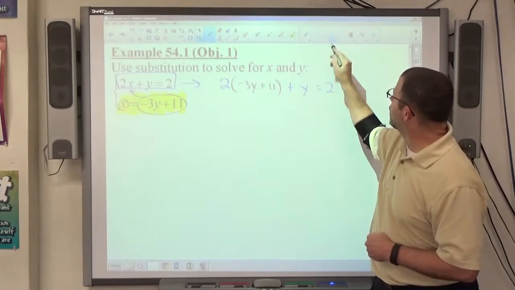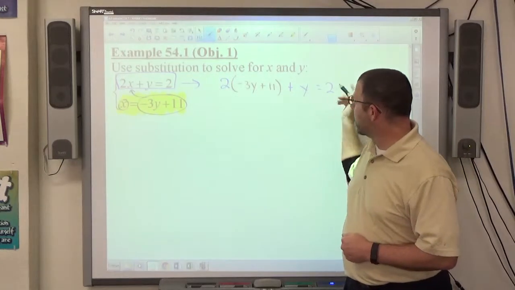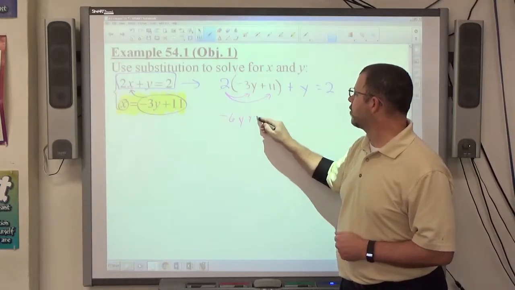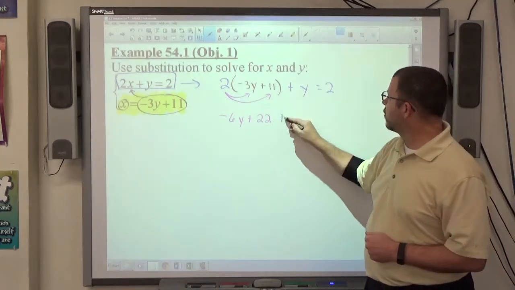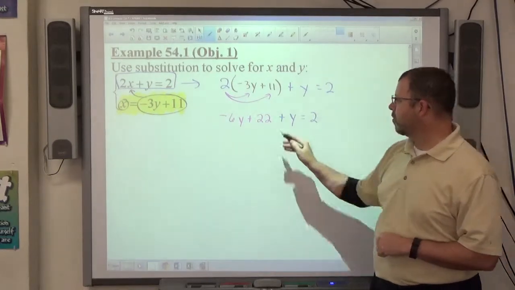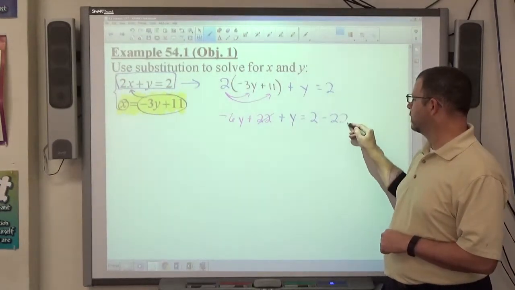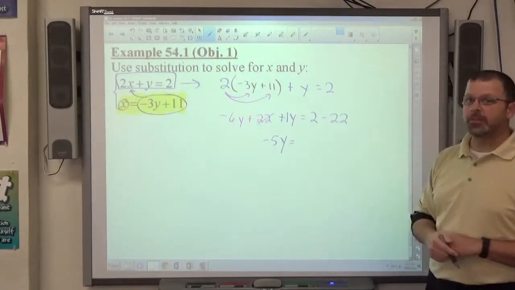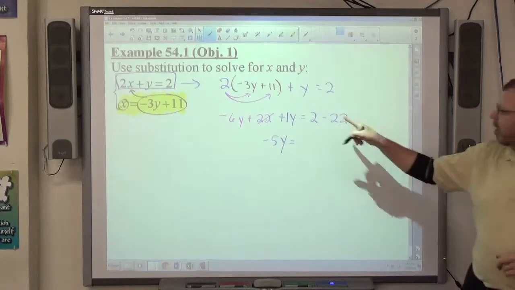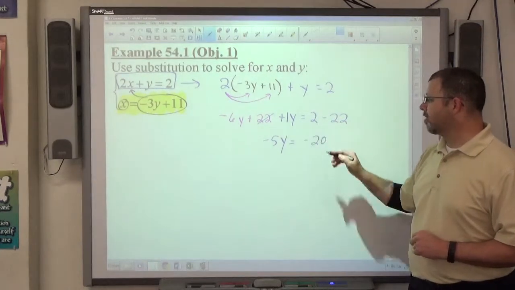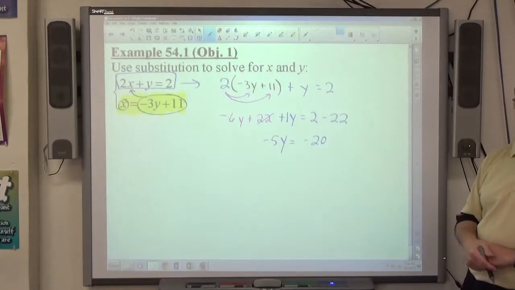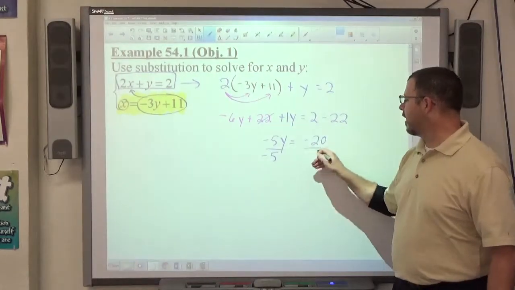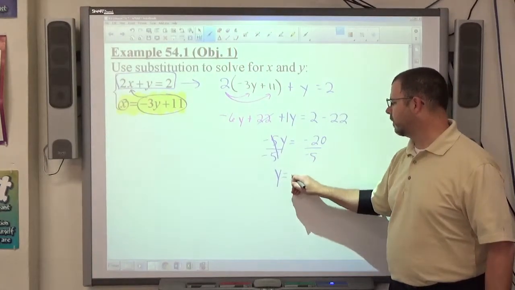And then we simply solve this equation the old-fashioned way. I want to get y equals everything else. So first of all, I distribute. We get negative 6y plus 22 plus y equals 2. I'm going to move the 22 over to the other side. Negative 6y plus 1y is negative 5y. Subtraction because the signs are different, and negative because 6 is bigger. 2 minus 22 is negative 20. Subtraction because the signs are different, and negative because 22 is bigger. And if negative 5y equals negative 20, we divide both sides by negative 5. That leaves me with y equals 4.